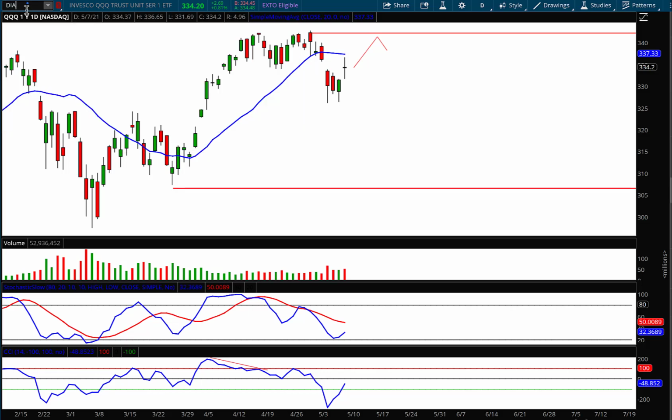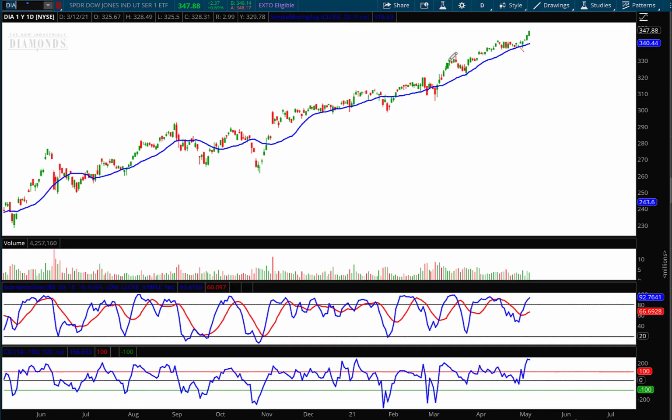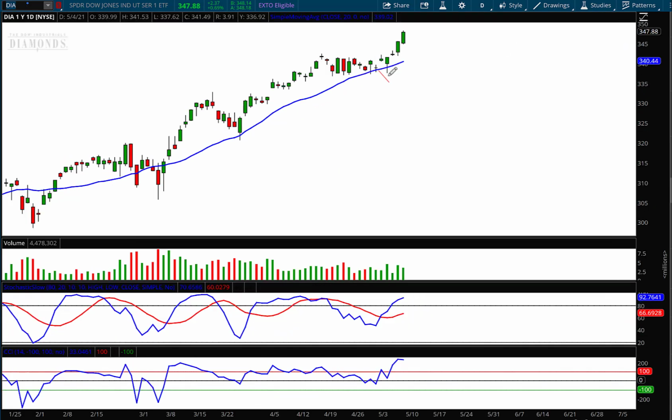Ticker symbol DIA is the Dow Jones Industrial Average ETF. We came close to pulling back to my price target. Remember last week I said I believed that we would pull back a bit, and I said I don't think a collapse is in order, but I did say a pullback. We came close to that and then bounced.